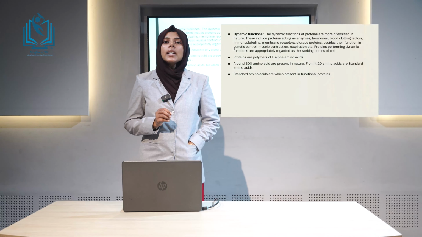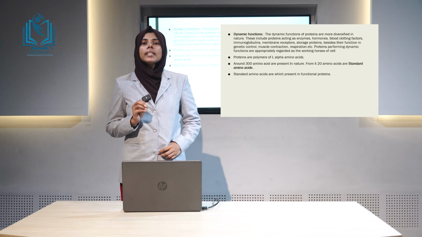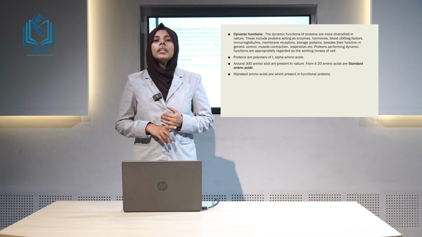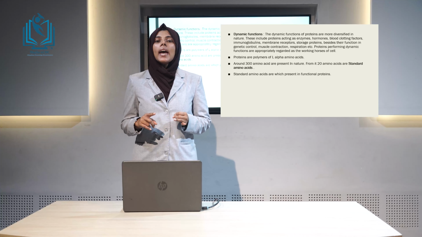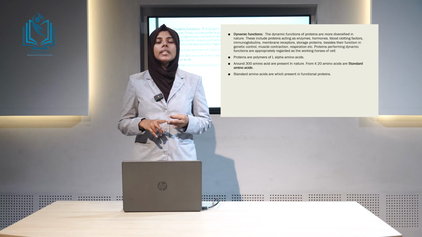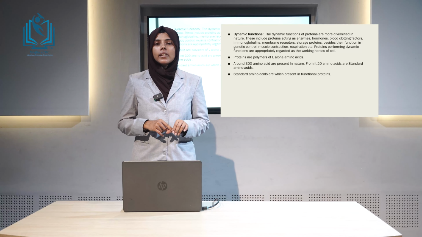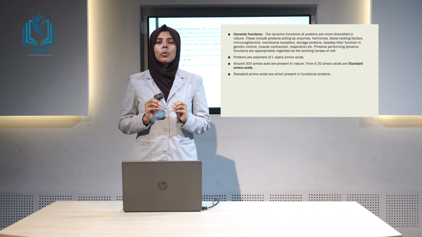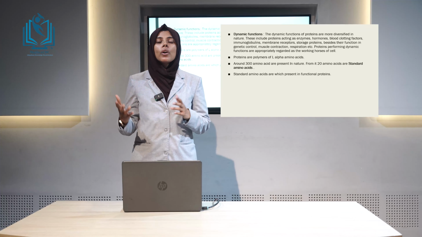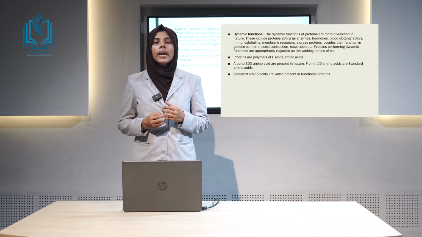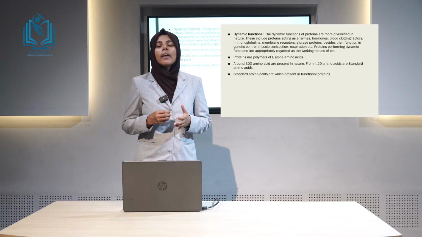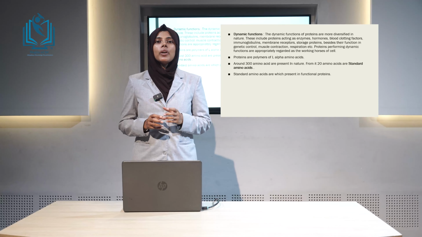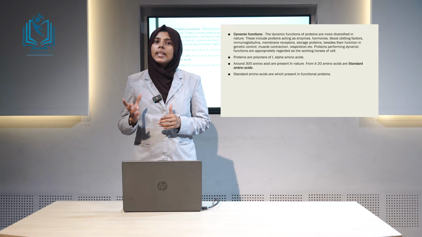The second type is dynamic functioning proteins. These have diversified functions in nature. This includes proteins which act as hormones, enzymes, immunoglobulins, blood clotting factors, etc. These provide diverse functions in our body. It's the proteins which provide the overall functions of our body, and we know that in nature there are around 300 amino acids, but of these 300 amino acids, only 20 are standard amino acids.